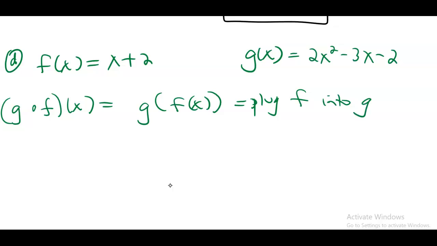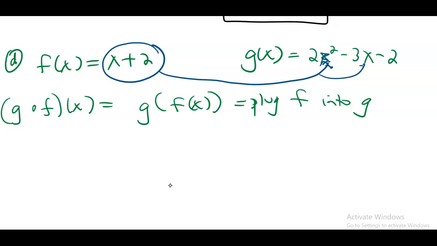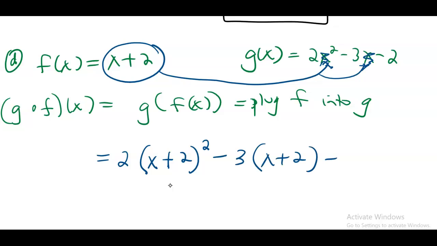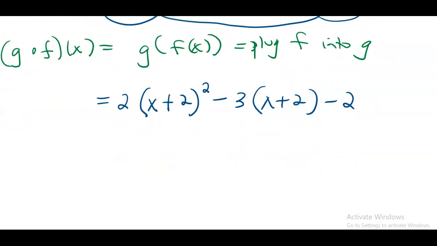So for every x that we see in function g, we are going to insert f. So we're going to take this whole value of f, which is x plus 2, and we're going to insert it here in place of this x, and here in place of this x. And so the result is we keep the 2, we then have x plus 2 squared, keep the minus 3, replace the x with x plus 2, and keep the minus 2. And now we'll just do the algebra to simplify.